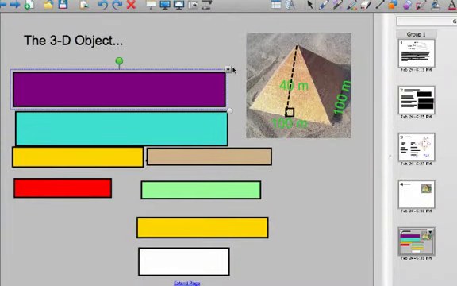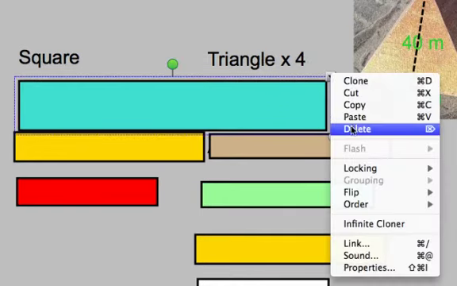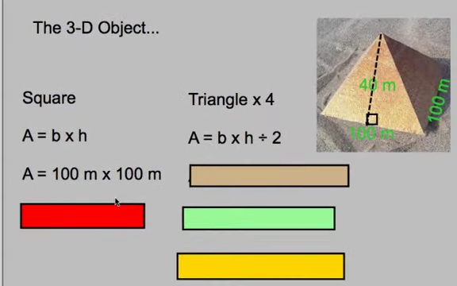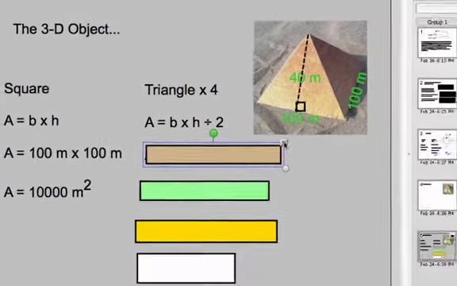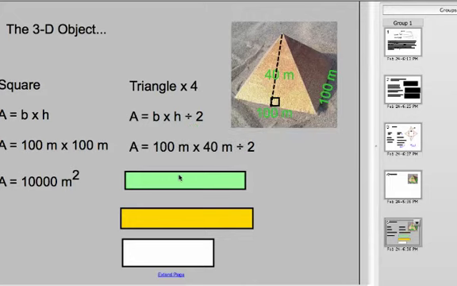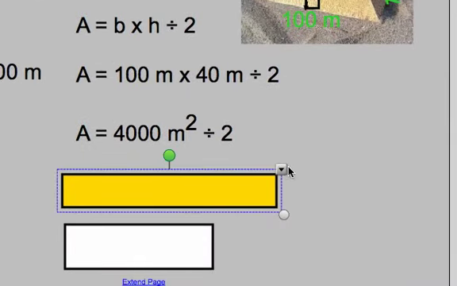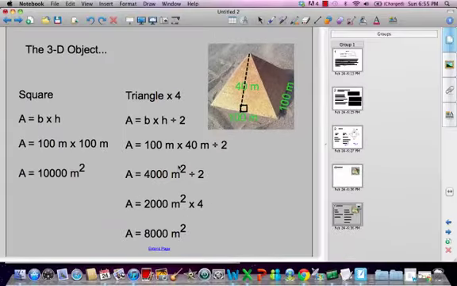Alright, first of all, we want to identify the shapes. So hopefully you're able to do that and multiply the triangle by 4, right? Since there's 4 triangles. Next thing we do is identify the formulas, and then from there you can kind of just plug away. And the area of the square would be 10,000 meters squared. And then for the triangle, I probably could have put a comma in here, 10,000. But anyway, 100 times 40 would be 4,000 meters squared. We divide that by 2. We get 2,000 meters squared, and then we're going to multiply that by 4, of course, because there's 4 triangles. So we end up with 8,000 meters squared.